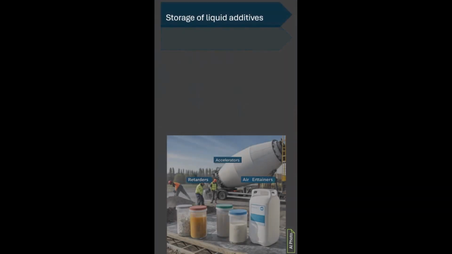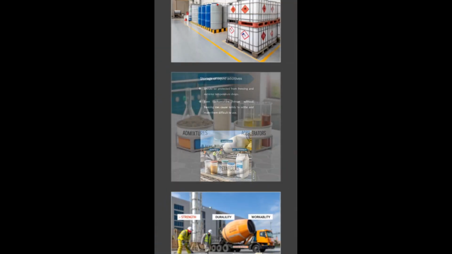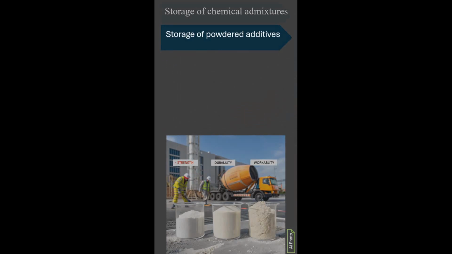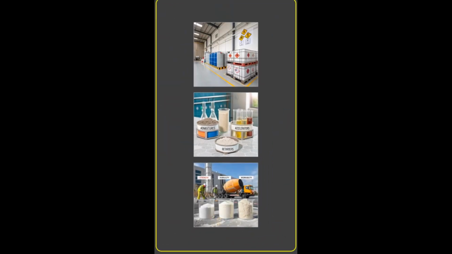Storage of liquid additives should be protected from freezing and extreme temperature drops. Even temperature drops, without freezing, can cause solids to settle and make them difficult to use. Storage of powdered additives. They are very sensitive to moisture. They should be packaged and stored in completely moisture-proof bags or containers.